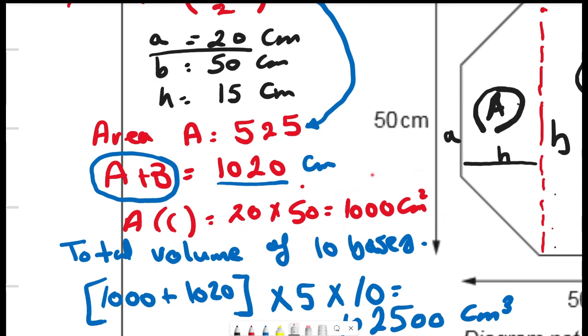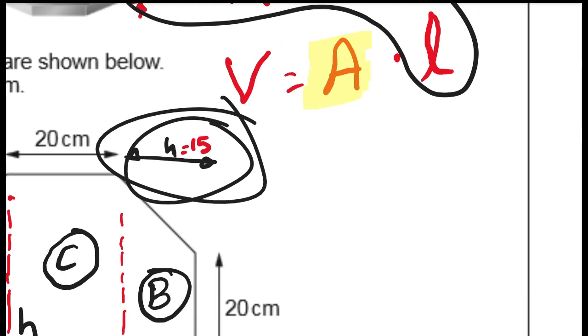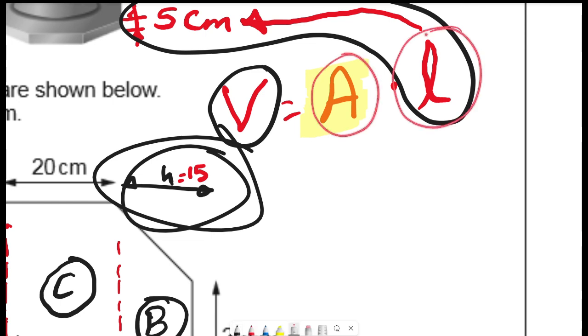And once we get the area here, it's quite easy to get the volume. How to get the volume here? Usually we say area times depth, or height, or length, as we stated before. So now we have the area. What is the depth? Depth is given as 5 centimeters.